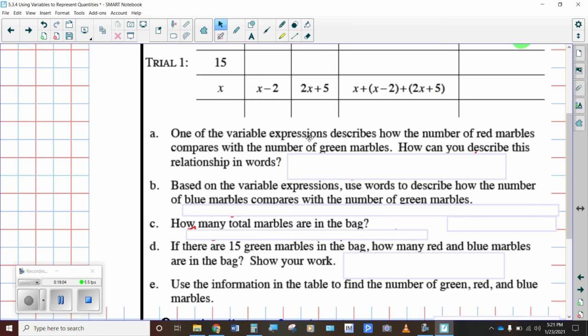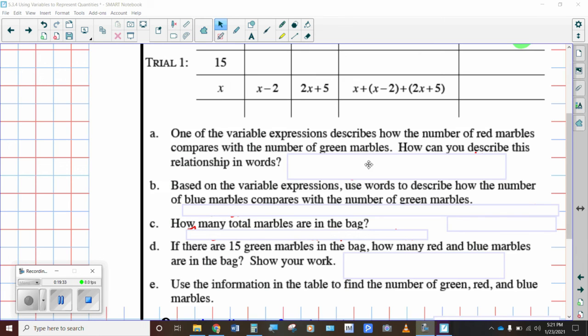It says, one of the variable expressions describes how the number of red marbles compares with the number of green marbles. How can you describe this relationship in words? Okay, this is what I would like for you to do. If you want to go back and listen to what I just said, rewind it a little bit, feel free to do that, and then pause. And I want you to read each one of these questions, and I want you to answer A through D. Okay? Go ahead and pause and take care of that, and then I will reveal the answers.